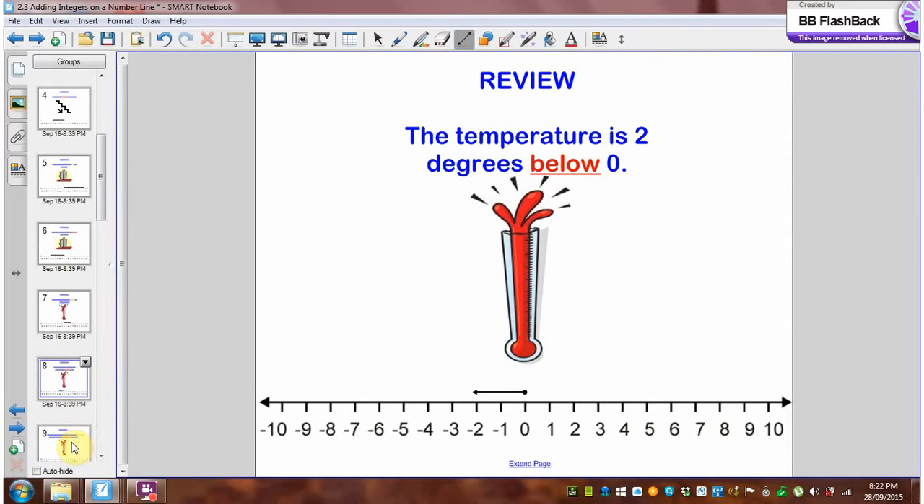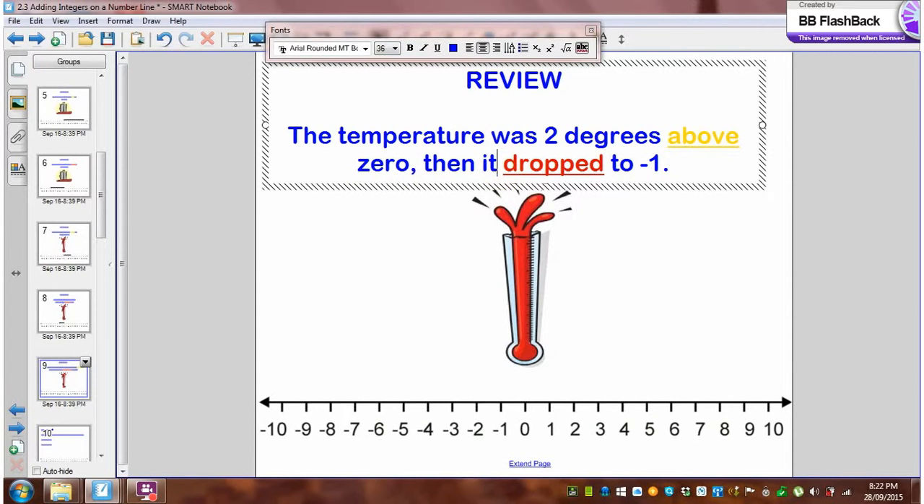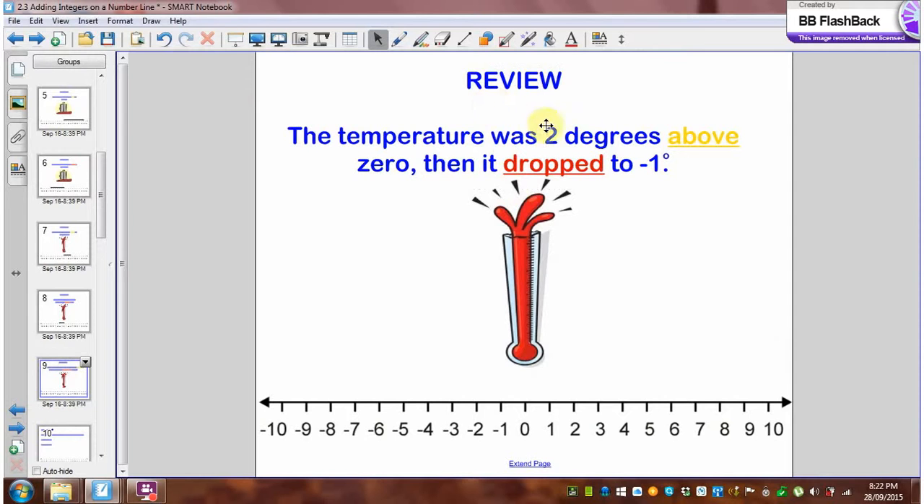Okay, now another example, and this is the last one for these quick little examples with the number line. The temperature was 2 degrees above 0. Then it dropped to minus 1. Just fix that typo. Okay, the temperature was 2 degrees above 0. Then it dropped to minus 1.